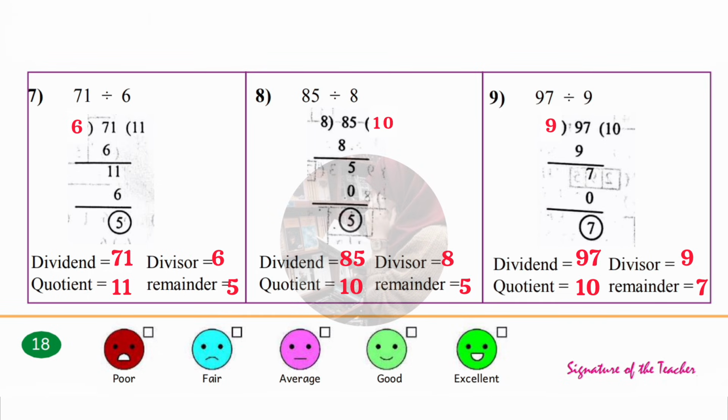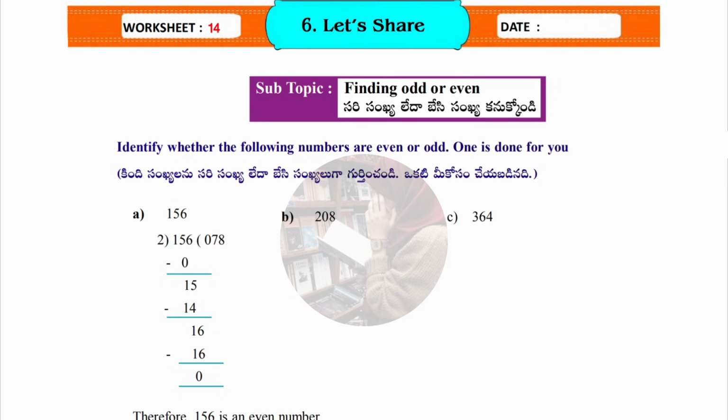Okay, understood? Let's move on to the next worksheet, that is worksheet number 14. Here the subtopic is finding odd or even. Okay, let's see. Identify whether the following numbers are even or odd. One is done for you. So we have to find out whether the given number is even or odd.